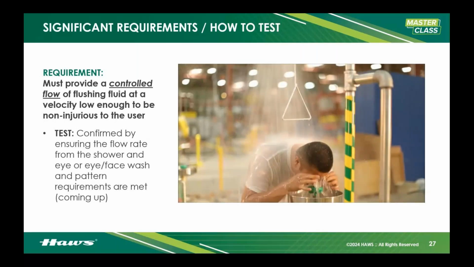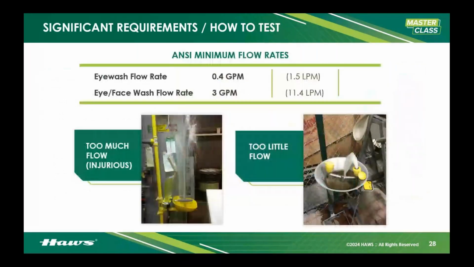Now, just to give you some examples. Minimum flow rates, remember: eye wash, 0.4 GPM, eye face wash, 3 GPM. And that's what too much and too little looks like. If too much water is plumbed and we're not using flow controls, we can really get into trouble here. That's injurious flow there on the left. I don't care how tough you are, there's no chance you can put your face in. It's going to be a bad day.